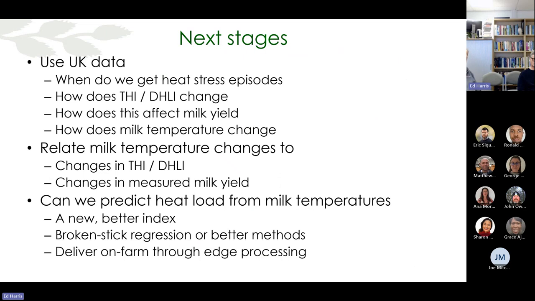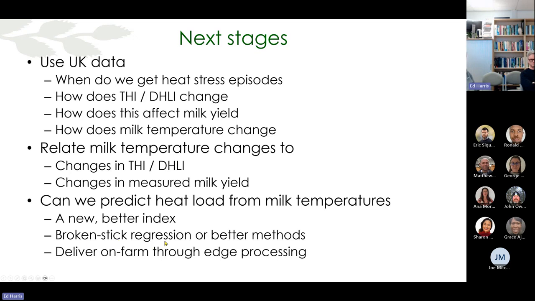So where am I going to go next? What do I want to do? Firstly, let's see how much heat stress we've been getting, from thinking about it over the past two summers. Yes, we do get heat stress episodes. How does that change the THI? What does that look to do to the predicted milk yields or actual milk yields? And then, I've got some background data: can we see a change in milk temperatures as well? So then wanting to relate milk temperatures ideally to changes in milk yield, because that's the bit the farmers really worry about. And then can we use that sort of data to predict what the heat load is from milk temperatures?